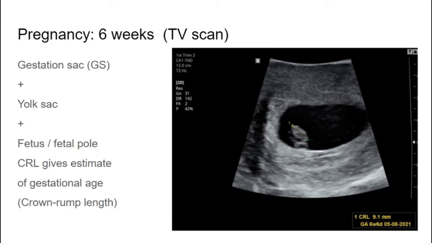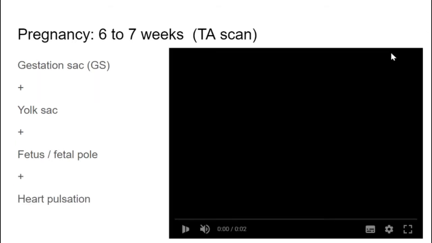So you can see here we've measured the crown rump length, which is a measurement from the top of the head to the tip of the bottom. And that's also given us a gestational estimate, so gestational age of 6 weeks and 6 days there. Sometimes you might hear it called a fetus or a fetal pole. They just mean the same thing as the earliest part of the developing embryo.